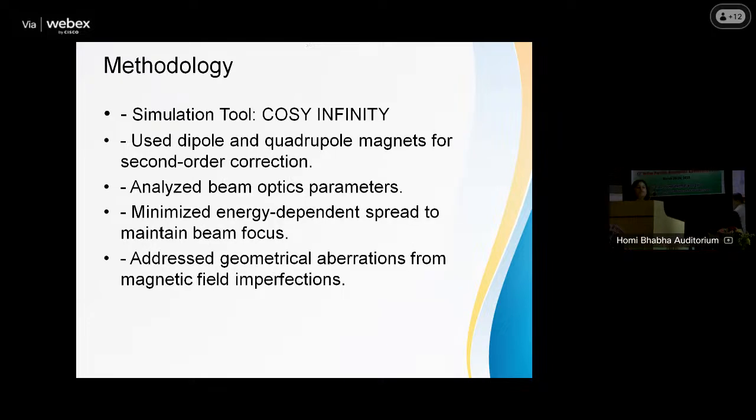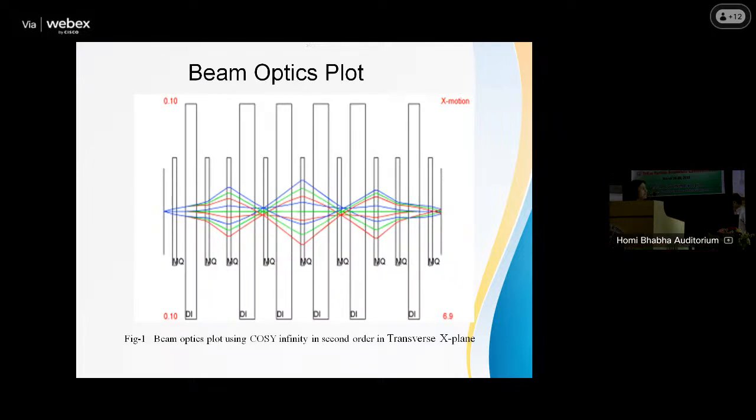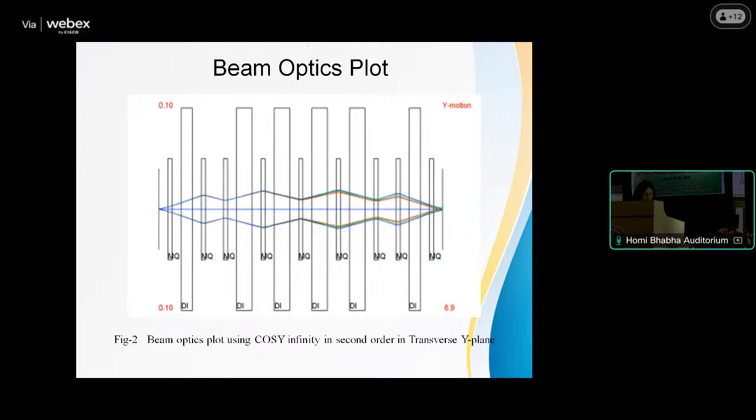We took the help of the simulation tool COSY Infinity to achieve so. We used dipole and quadrupole magnets for second order corrections. We analyzed the beam optic parameters and minimized the matrix coefficients to maintain the beam focus. This helped us address the geometrical aberrations from magnetic field imperfections. So here we can see the optics plot of transfers in the X plane and similarly in the Y plane.